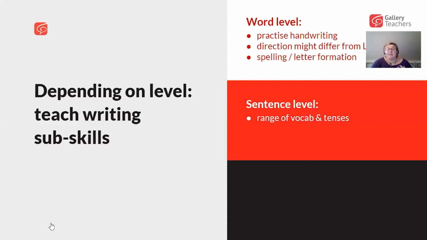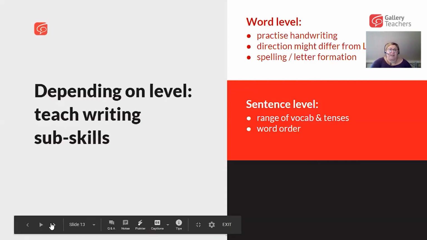So for example, interested commonly appears with in after it. So I'm interested in art, or I'm interested in sport. You might also want to think about the word order. Adjectives and nouns have different relationships in different countries. So in the UK, I might have a small red car, but in other countries, it might be a car red small. So the word order is really important. So paying attention to syntax when you're teaching students at sentence level is key.